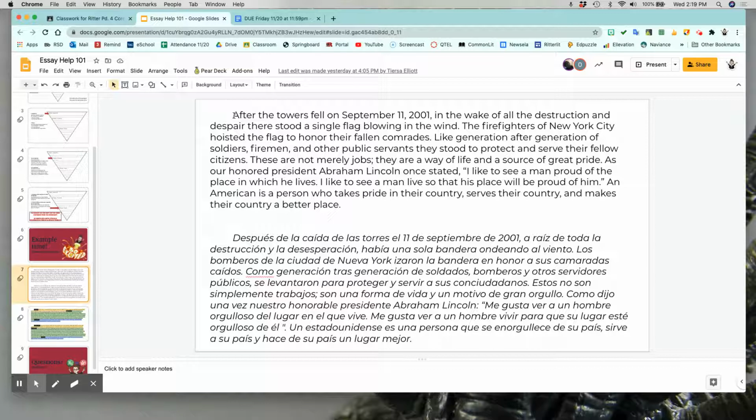As our honored President Abraham Lincoln once stated, I like to see a man proud of the place in which he lives. I like to see a man live so that his place will be proud of him. An American is a person who takes pride in their country, serves their country, and makes their country a better place.